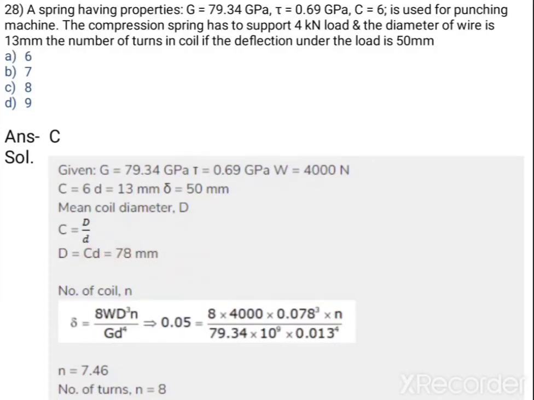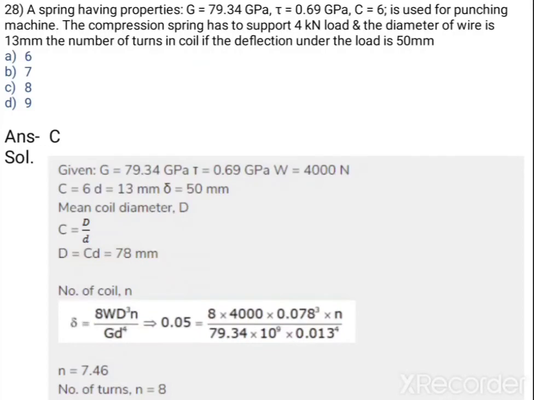And for the deflection, this formula we have already studied. So what is the formula for the deflection? 8W D cube n by G d raised to 4, where W is nothing but load. So just put the values. And what is the deflection? Deflection is given, I think deflection is given as 50 mm.